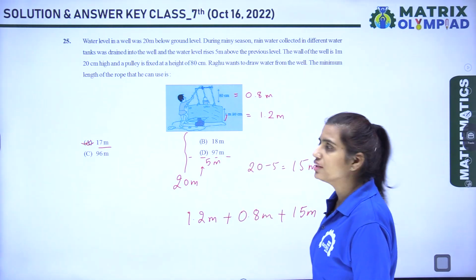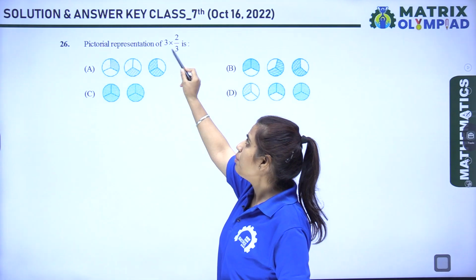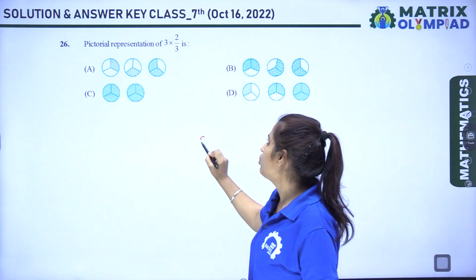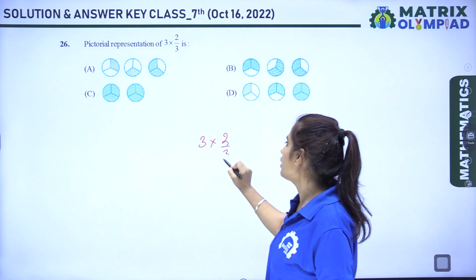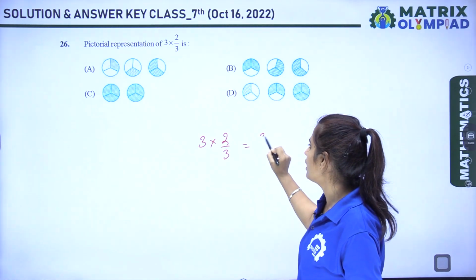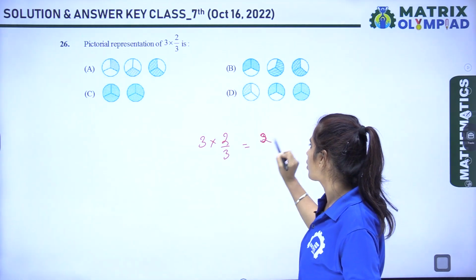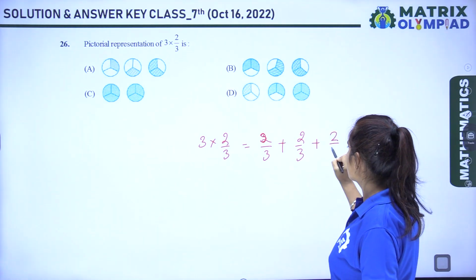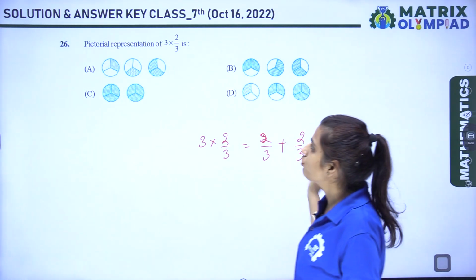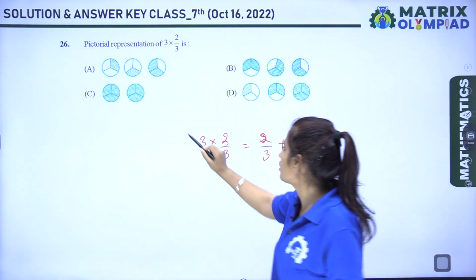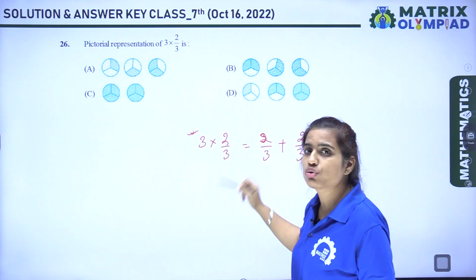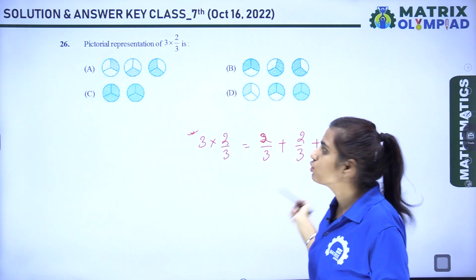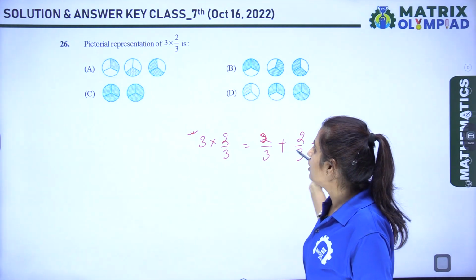Now the next question is, pictorial representation of 3 multiplied by 2 upon 3 is. Now 3 multiplied by 2 upon 3 can be written as 2 upon 3 plus 2 upon 3 plus 2 upon 3. So we have to find out a figure which represents 3 multiplied by 2 upon 3, or we can say 2 upon 3 plus 2 upon 3 plus 2 upon 3. So we have to find out this term.